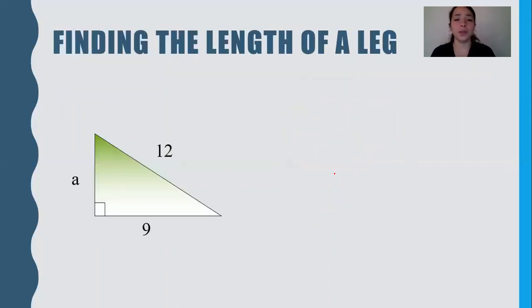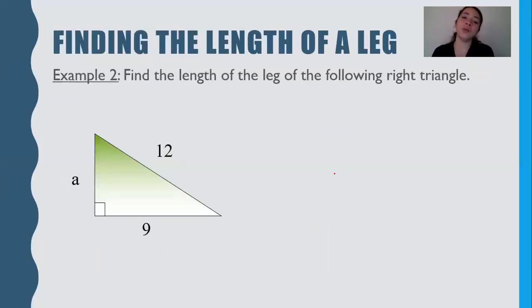Let's look at example 2. Find the length of the leg of the following right triangle. Again, we know A squared plus B squared equals C squared. We don't know what A is. We know what B is, and then we know what C is. Remember, C is the hypotenuse. So we don't know A, so we put A squared. We know what B is, so that's 9 squared. And then we know what C is this time, so that's 12 squared.